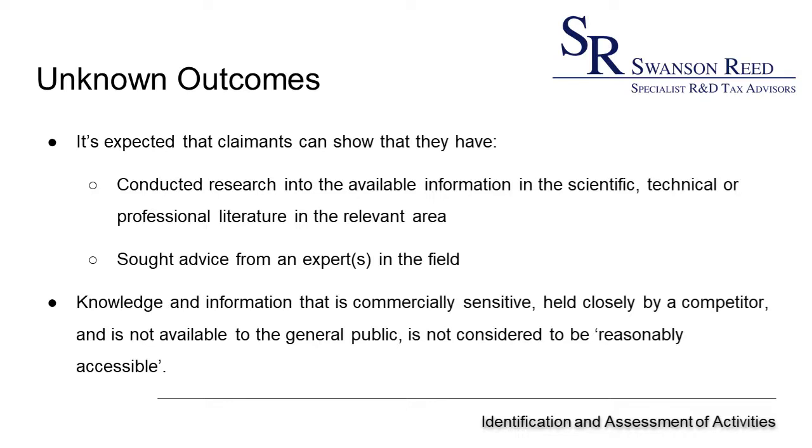It's expected that claimants can show that they have conducted research into the available information in relevant scientific, technical, or professional literature and sought advice from experts in the field. The AusIndustry guidance also acknowledges that knowledge and information that is commercially sensitive, held closely by a competitor, is not available to the general public, is not considered to be reasonably accessible.